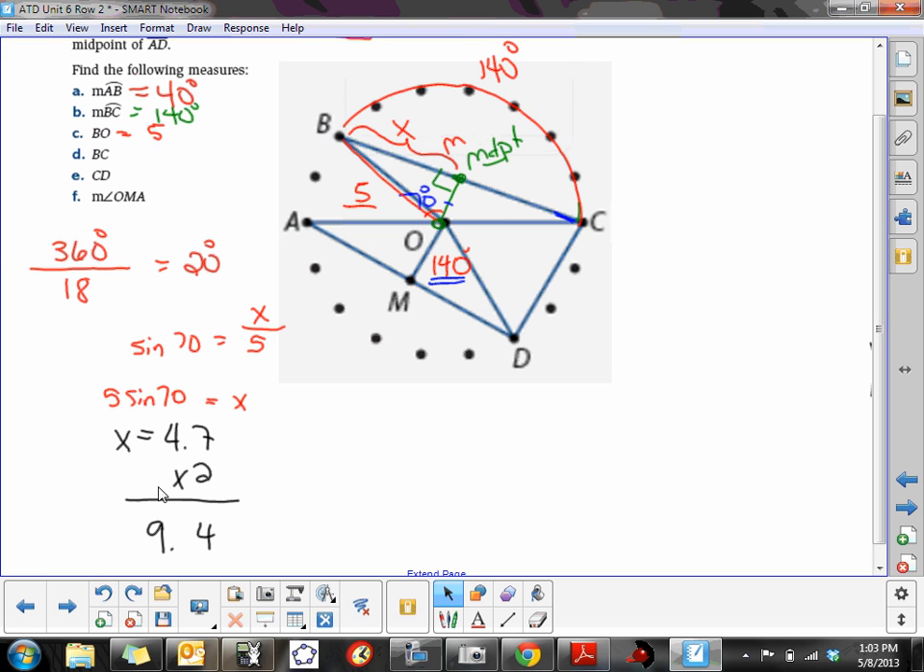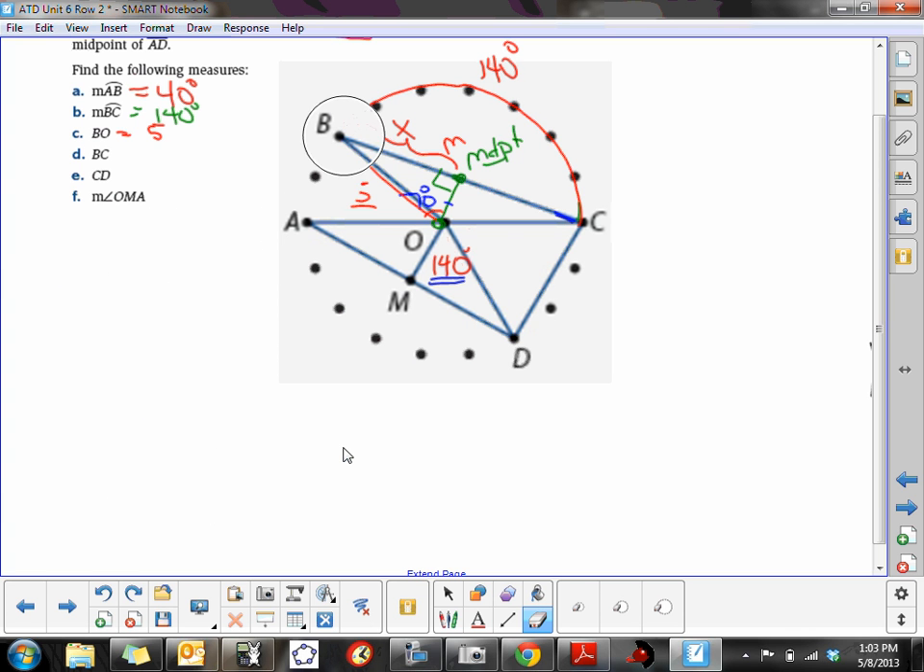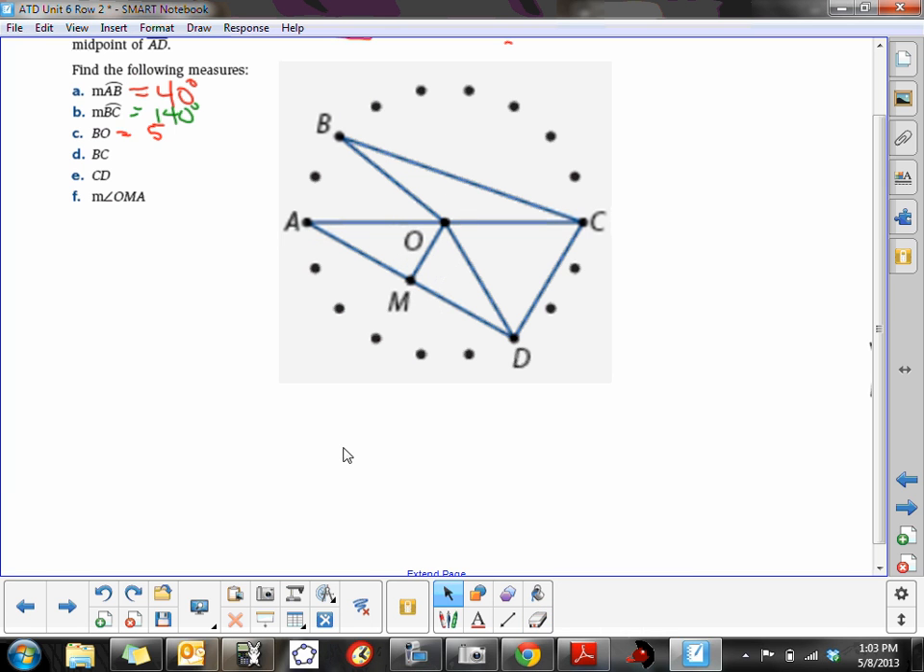Next, they want us to find the length of CD. I just want to clean up my image here a little bit, so I can focus on this new problem, which is the length from C to D. There are two possible ways to work CD. Unfortunately, I missed the line altogether. So CD, this is the one that we're trying to get the length of.